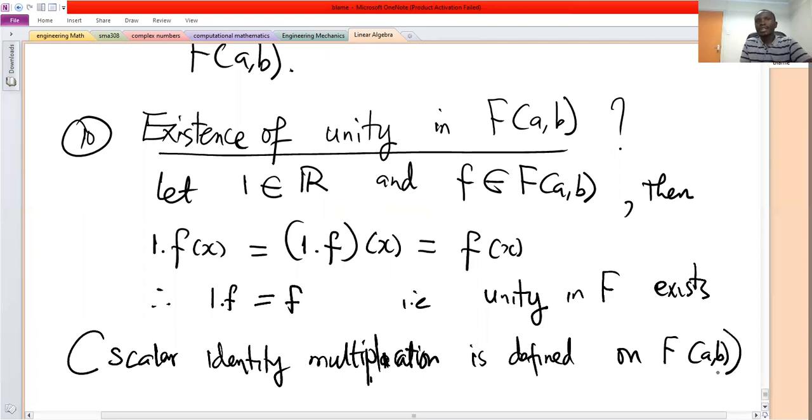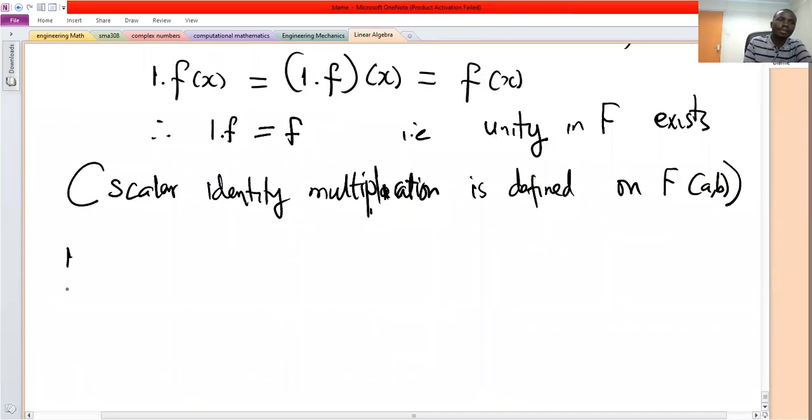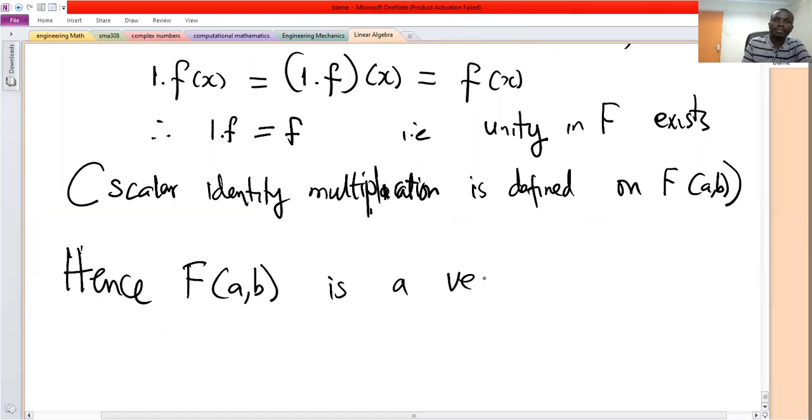So because all the 10 axioms of the vector space are satisfied, then the set of functions on AB is a vector space. So that is how we prove that. Thank you.